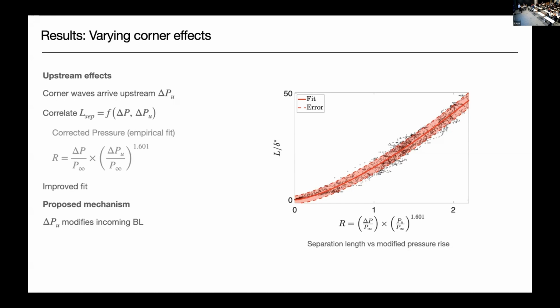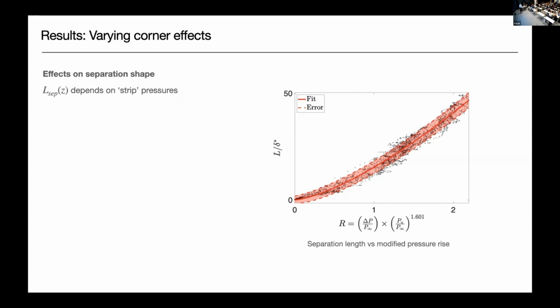So waves that arrive upstream of the interaction, we expect that they should have some effect on the incoming boundary layer. And in particular, they may vary the thickness of that boundary layer and the displacement thickness. And we know from Souverein et al. in 2013 that for a two-dimensional interaction, the separation length scales with the displacement thickness. And so we expect that these upstream waves are having some effect on the separation length by changing the incoming displacement thickness.